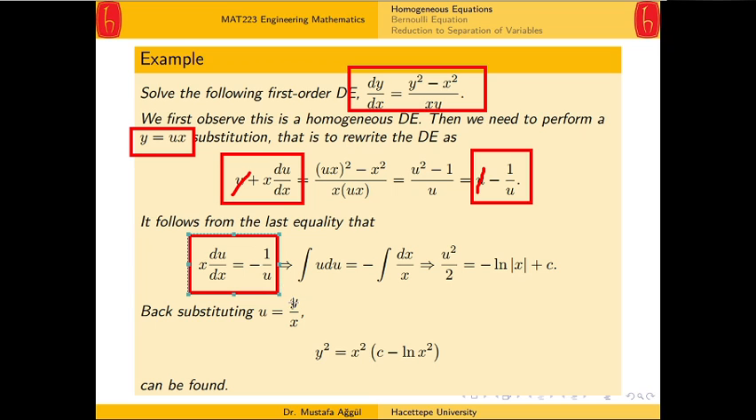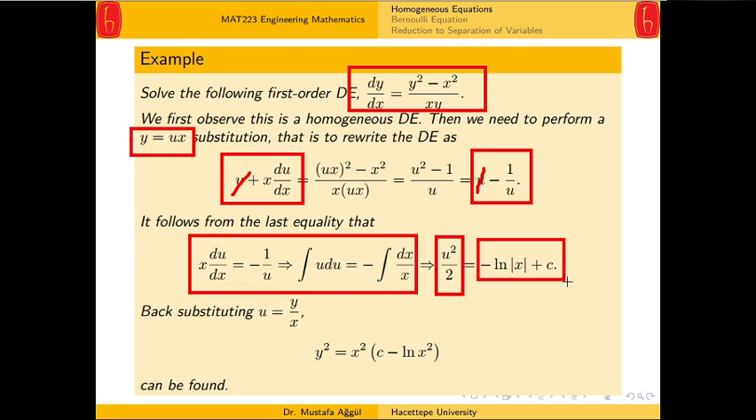Okay, so now, after some simple algebraic manipulations, we'll see this is equal to u du integrated and dx over x integrated, and on the left hand side we have u squared divided by 2. On the right hand side we have negative ln x plus some constant. Okay, if we back substitute u is equal to y over x, because u is basically equal to y over x.